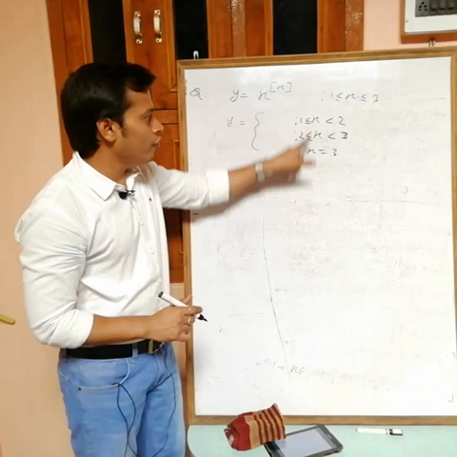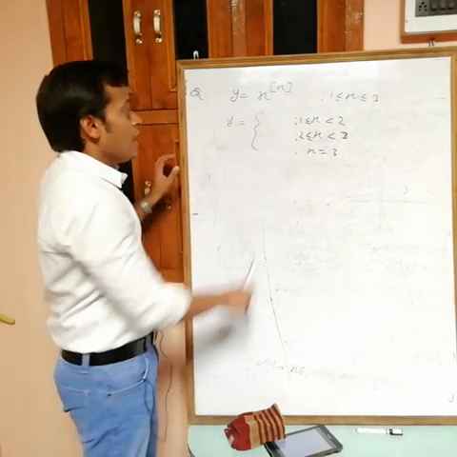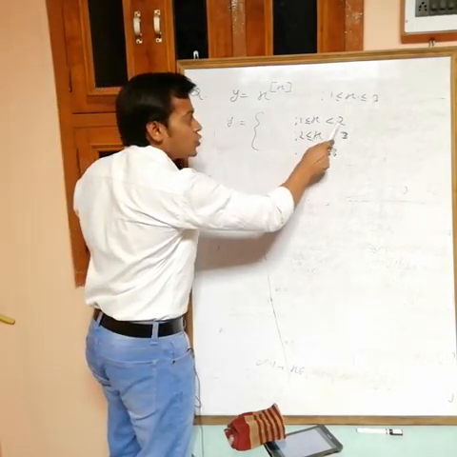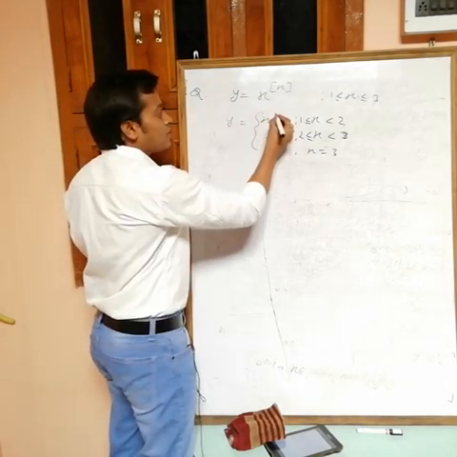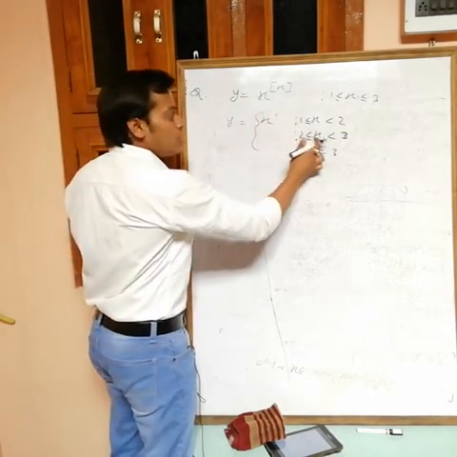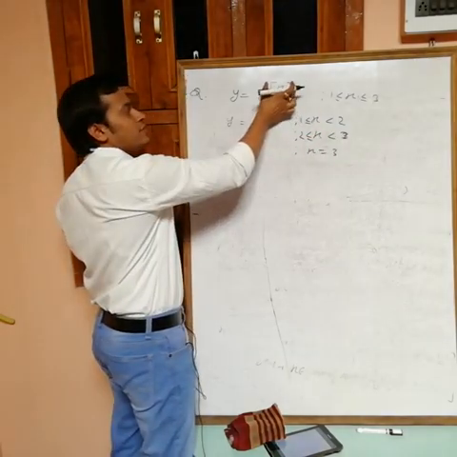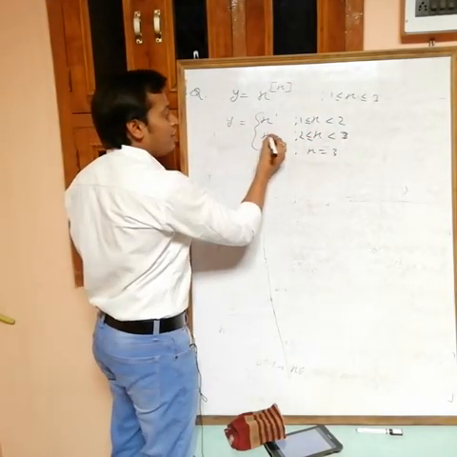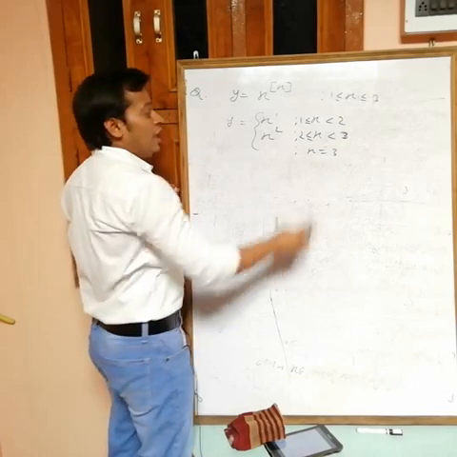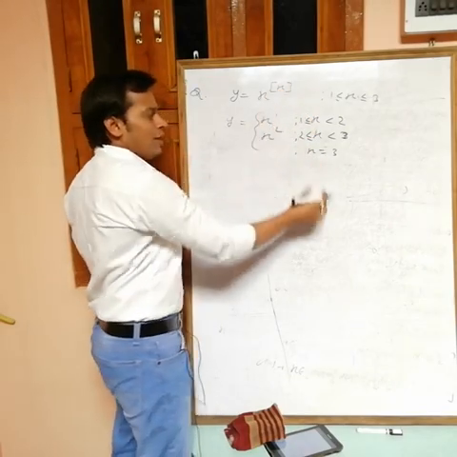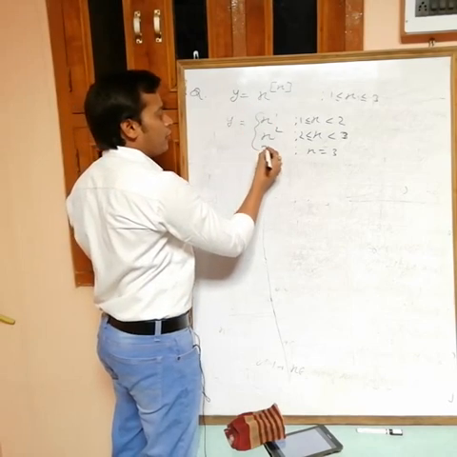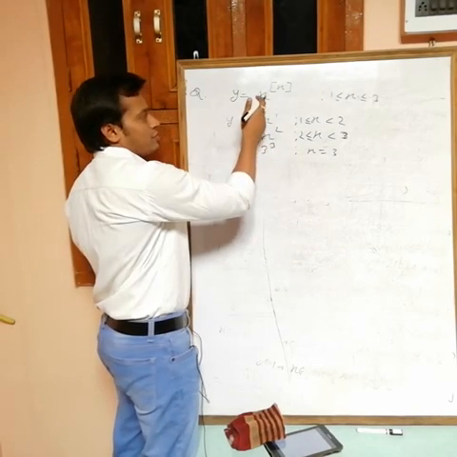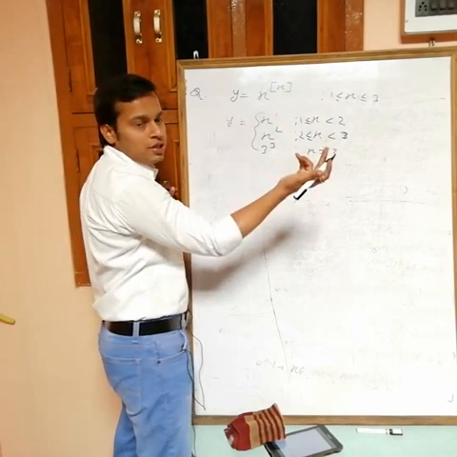Now all values we have from 1 to 3. If x is from 1 to 2, then greatest integer of x is 1. Then what we are getting? x power 1. If x is from 2 to 3, then greatest integer of x is 2. Then what we are getting? x square. If x is equal to 3, a single value, just put it. So if you put 3, what we are getting? 3 power 3, because this is 3 and greatest integer of 3 is also equal to 3.